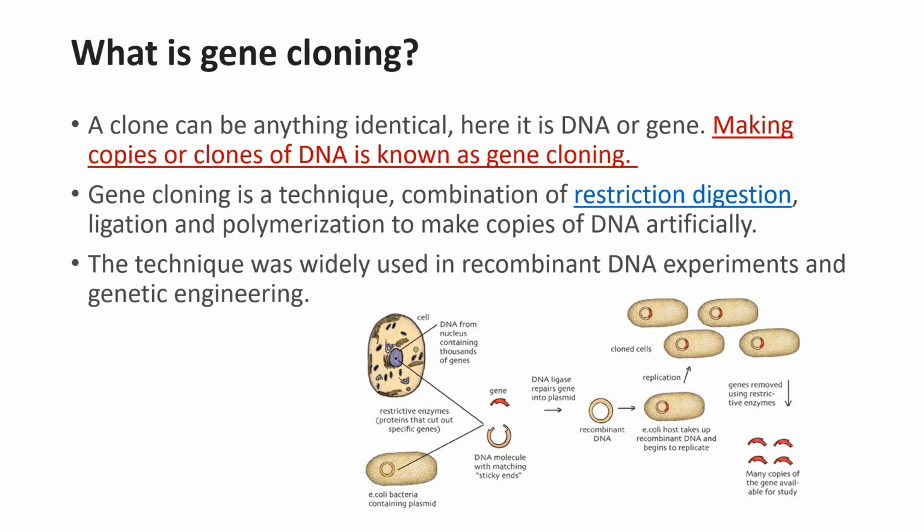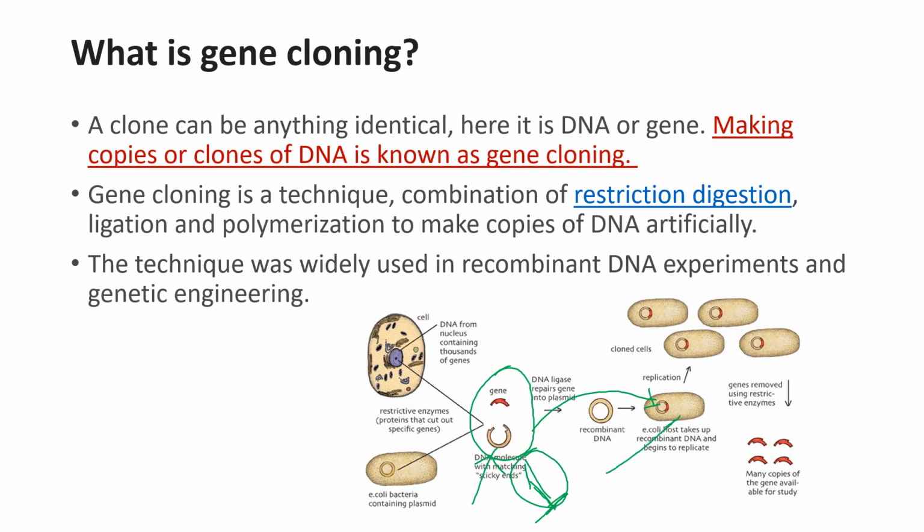Now, gene cloning. In the process of genetic engineering, we have to clone the gene in multiple numbers, and that technology is known as gene cloning. A clone can be anything identical. Here it is a DNA or gene. Making copies or clones of DNA is known as gene cloning. For example, we have this recombinant molecule in which your gene of interest and your vector molecule are there, but it is in number 1. That means it is present in only one copy. You want to multiply it. You cannot artificially grow it. For growing it in multiple numbers, you have to place it into bacteria. So bacteria will multiply it.